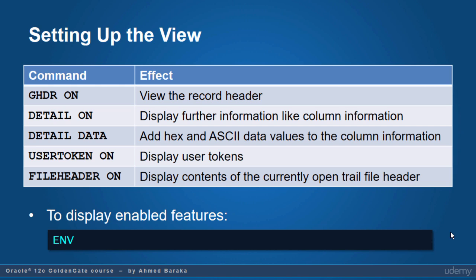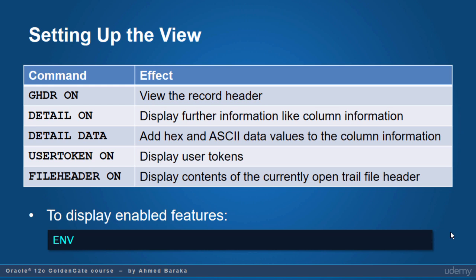You can control which data to display in the LOGDUMP utility. The table is showing you the commands that help you to achieve this control. GHDR on is used to view the record header. By the way, when we say record in LOGDUMP, we mean the operation in the trail file, not the record in the table.